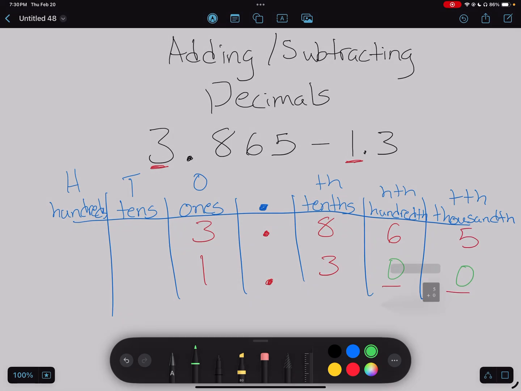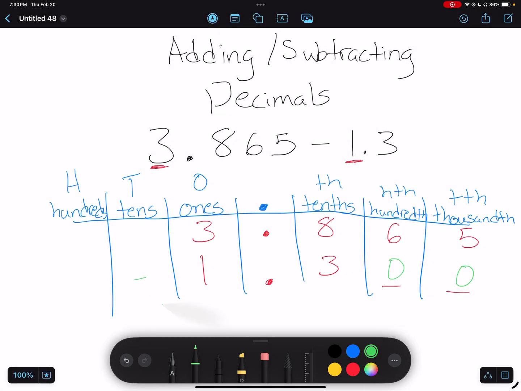So now we are able to add it, and I wanted to add, not subtract, add here. So we're going to do 5 plus 0, which is 5, 6 plus 0, which is 6, 8 plus 3, which is 11, carry my 1 to the ones place, put my decimal, 3 plus 1 is 4, 4 plus 1 is 5, so now I have 5 and 165 thousandths, which is my answer for that one.